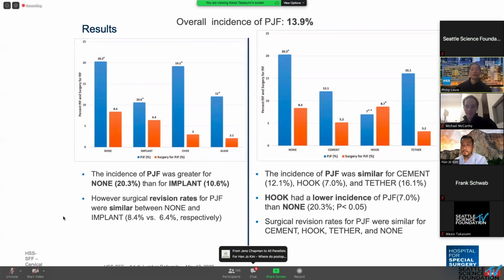So let's break it down into the individual prophylaxis categories. The incidence of PJF with cement was 12%, with a hook was 7%, and with a tether was 16%. The hook being the greatest difference in lower incidence compared to having no prophylaxis at the 7% versus 20.3. But again, similar to the previous comparison, the revision rates for PJF with or without any individual form of surgical prophylaxis were similar.